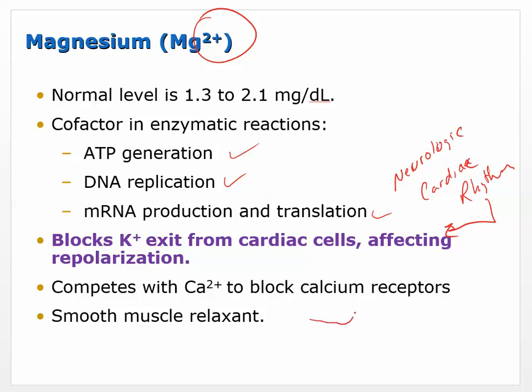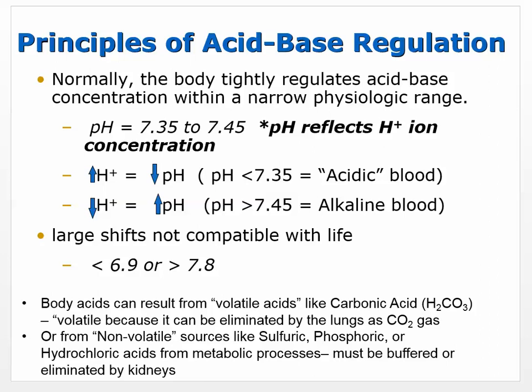Without getting into too much detail, calcium is required to release neurotransmitter. If magnesium is high, then that's not going to take place as easily.